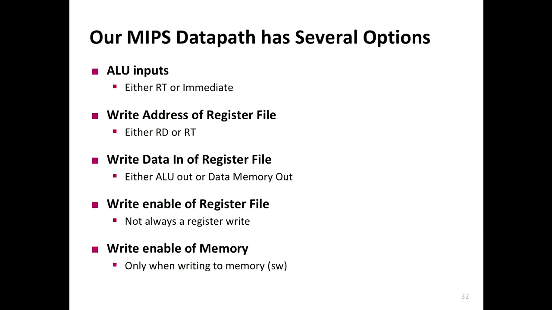And the data also is going to come. So this data input is no longer just going to come from RD, but it's either going to come in from the ALU or the data memory out from the data memory. So you need to have another option here. And again, you have to have the write enable of the register file and the write enable of memory. So these are the kind of changes that we need to implement.